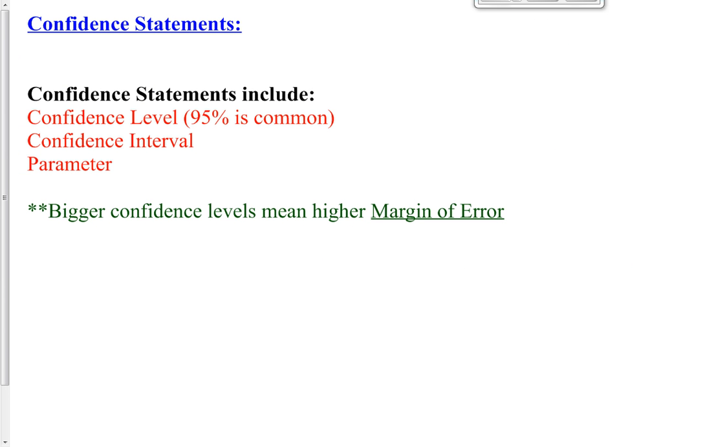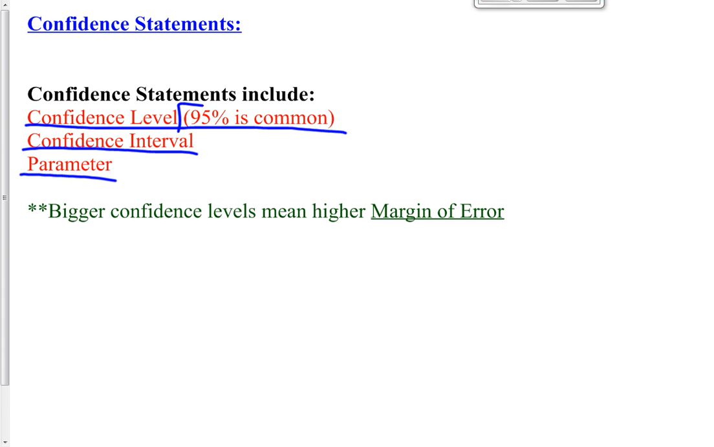Okay, confidence statements. We're going to make some confidence statements coming up. You're also going to have some on your worksheet. You're also going to have some on your test. Confidence statements include confidence level, which is always 95% in this class. In AP Stats, you might do a different confidence level, and Mrs. Beefert will teach you how to do that. But for now, we always talk about 95% confident. We talk about the confidence interval. I'll explain that in just one moment. And then we also talk about the parameter, which is what we want to find out about the actual population.